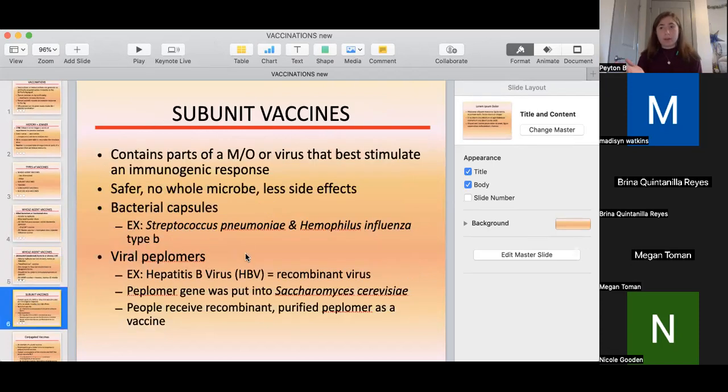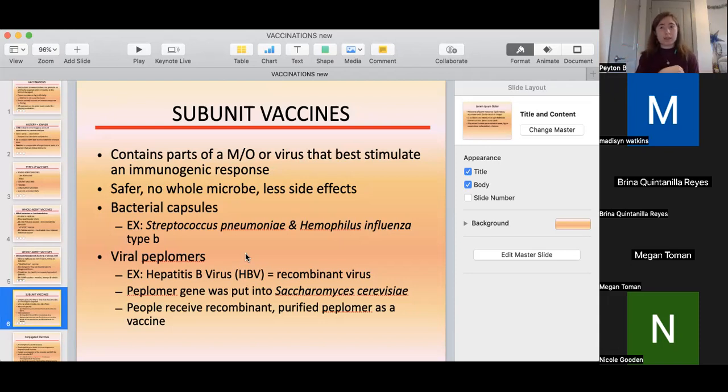So yeah, subunit vaccines. Subunit vaccines use a part of a microorganism or virus to best stimulate an immune response. A good way to think about it is, you know how viruses have their protein capsid? It's like you just take the protein capsid without the genetic material, and you put that in a vaccine and you inject that. And so your immune system still recognizes that's different, that's not us, that's bad. But it's just the protein coat, just the protein capsid.